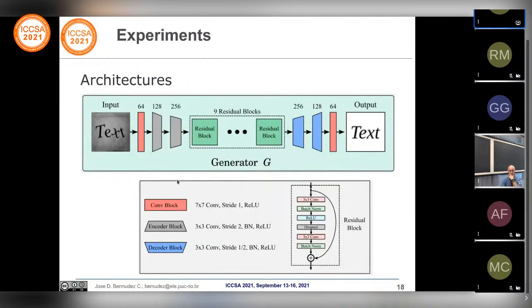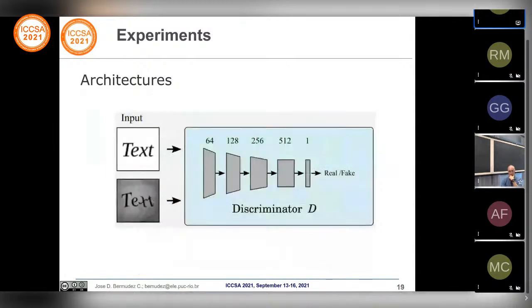In the experiment, we use an architecture based on convolutional neural networks. We use 9 residual blocks in the bottleneck, and for the discriminator, we use another convolutional neural network, a patch discriminator, that takes an input image and produces a grid of scores indicating the realness of the image in different parts of the input image.